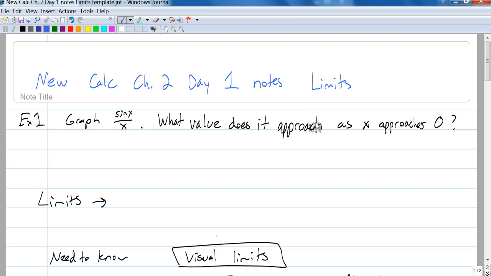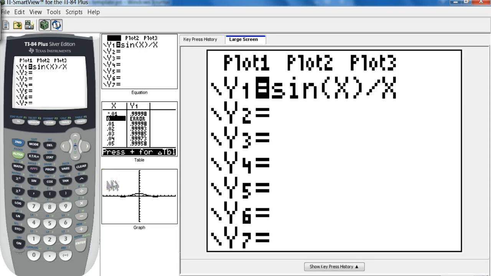Alright class, this is the first day of limits and calculus in general. So we're going to explore what a limit is today and then go forward from there. First thing I want to do is graph sine of x over x and see what value it approaches when x is approaching 0. So if we pull up the graphing calculator right here, we can see that I have typed in sine x over x.